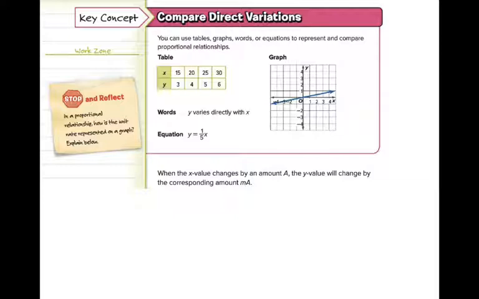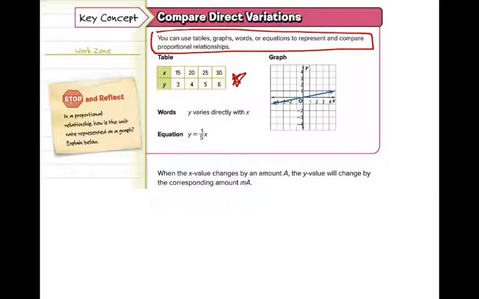In the last section, you learned about direct variations, and now we're going to take a look at comparing direct variations. If you read along with me, it says, you can use tables, graphs, words, or equations to represent and compare proportional relationships. We have a table here. It's a proportional relationship. If you divide 3 by 15, 4 by 20, 5 by 25, you would get the same number over and over. That means it's proportional.